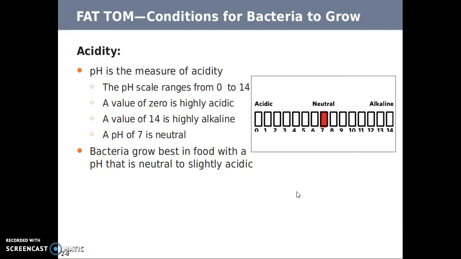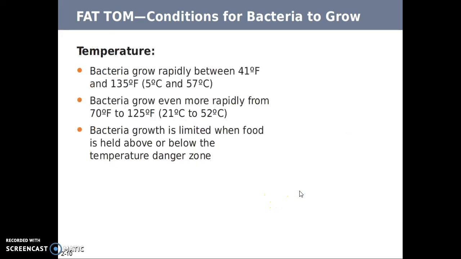FAT TOM: acidity. The pH is a measure of acidity. The pH scale ranges from 0 to 14. A value of 0 is highly acidic, 14 is highly alkaline, and 7 is neutral. Most foods fall in this range. Bacteria grow best in food with a pH that is slightly neutral to slightly acidic. Temperature. Bacteria grow rapidly between 41 and 135.